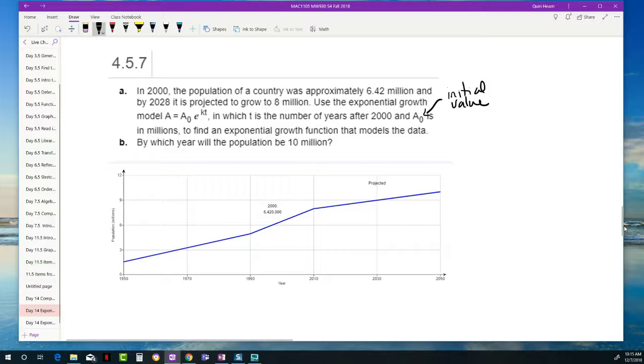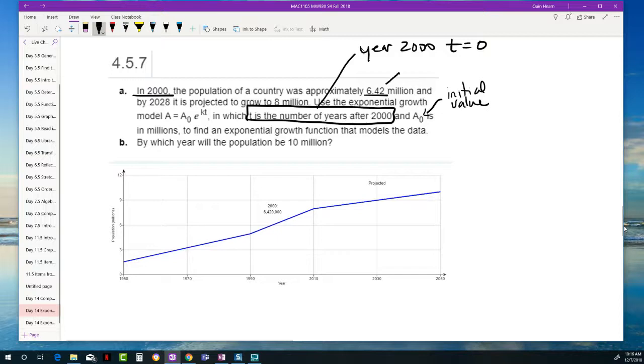And then after that, it asks us a question about it, part B, that we have to answer. But first we have to write the function. All right, so if t is the number of years after 2000, this is really important, because what that means is that in the year 2000, that's our time 0. And they're telling us that in the year 2000, the population was 6.42 million.